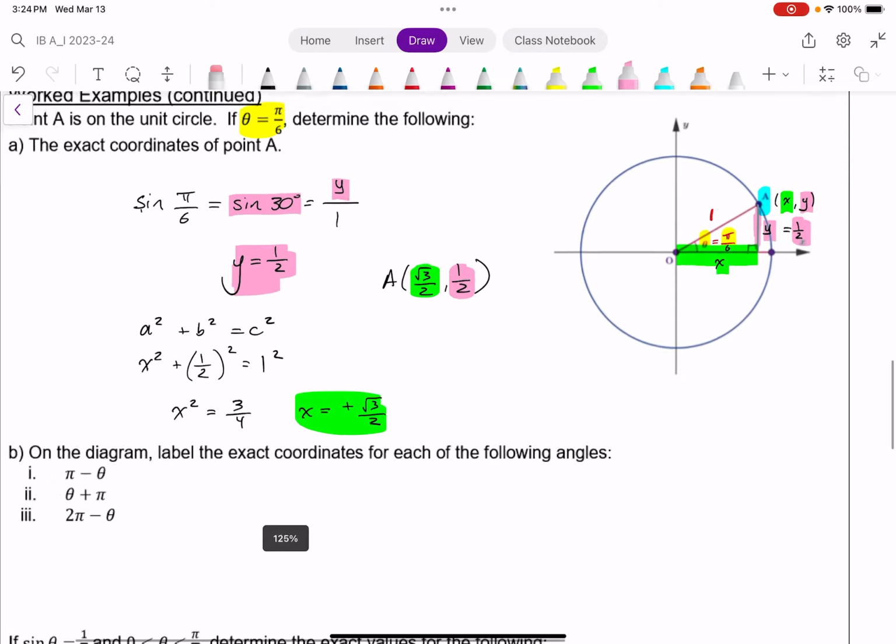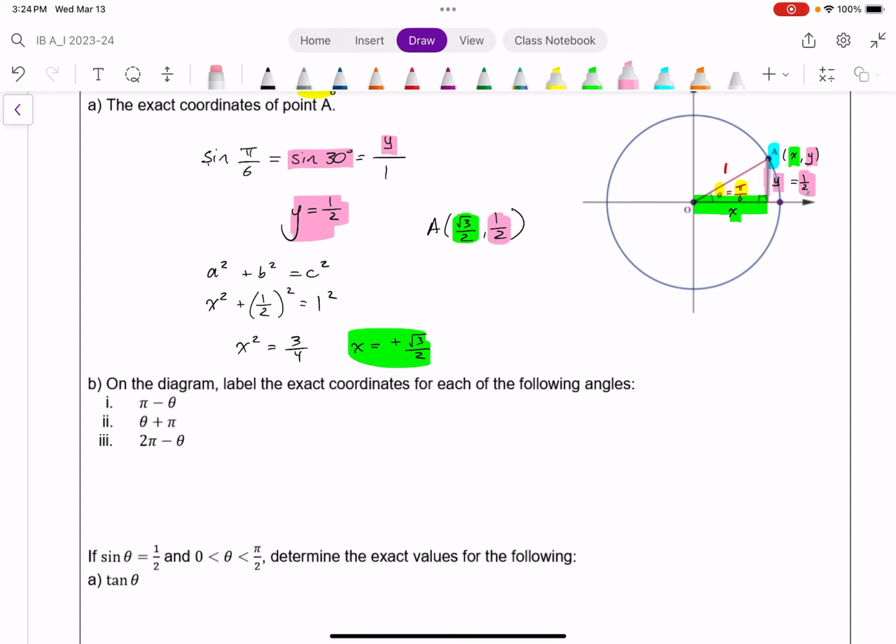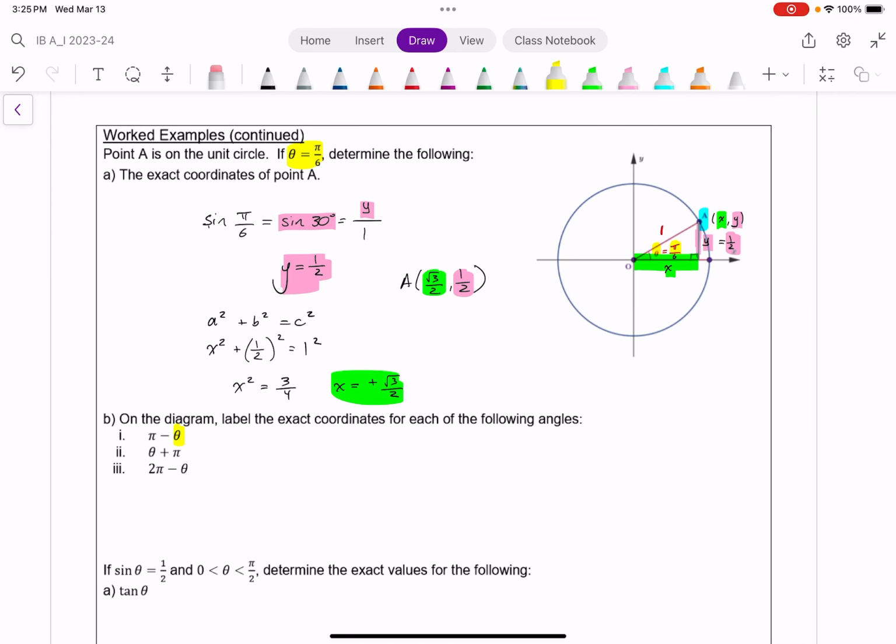All right, next, for the second part of this, on the diagram, label the exact coordinates for each of the following angles. So the first one I have is pi minus theta. Now keep in mind, theta, we know, is 30 degrees, or pi over 6. So what would that look like? Pi minus theta, which means pi minus 30 degrees, or 180 degrees, I should say, minus 30 if you want to think in degrees.